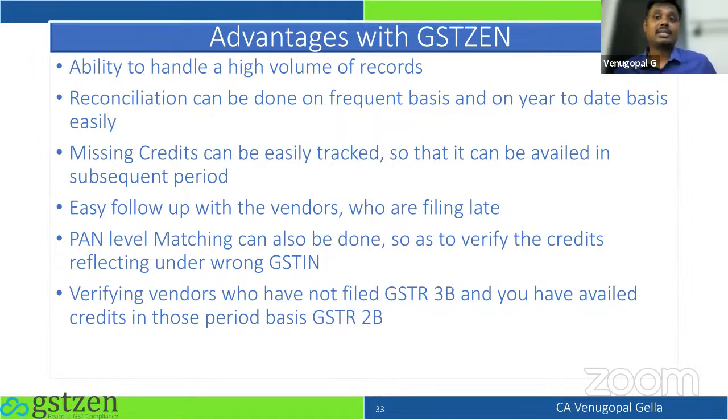Next, PAN level matching. Sometimes it might so happen that the supplier has issued the bill in the name of head office while the goods have been dispatched to the branch. Branch has recorded it as the purchase and availed the input tax credit. These reconciliations can also be done, saying that, look, this is matching at a PAN level and not GST number, and those you can deal with the vendors separately, right? And lastly, the new provision, vendors who have not filed 3B and you have availed the credits in the respective 2B, that also we will be able to track and give you.